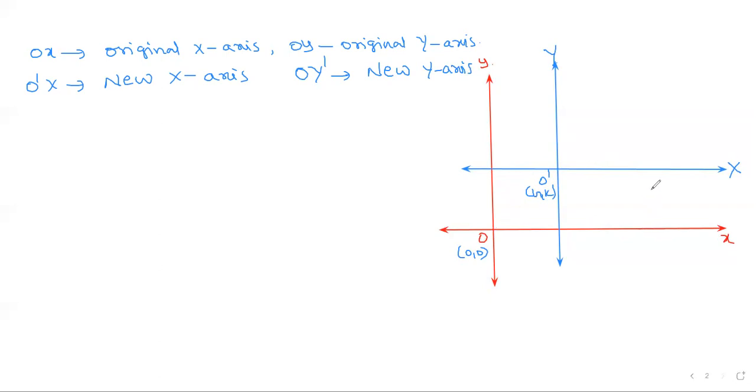We have not changed the direction of the X axis or the Y axis. We have just shifted the origin to another point. This is called translation of axis. If you take any point P, with respect to the old system its coordinates are x comma y, and with respect to the new system the coordinates are capital X comma capital Y.